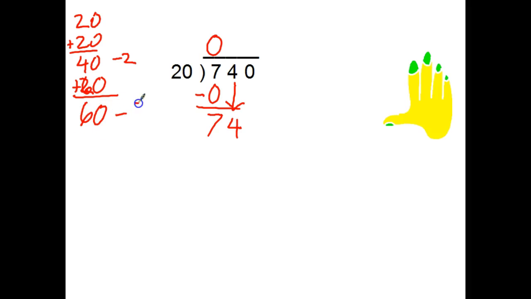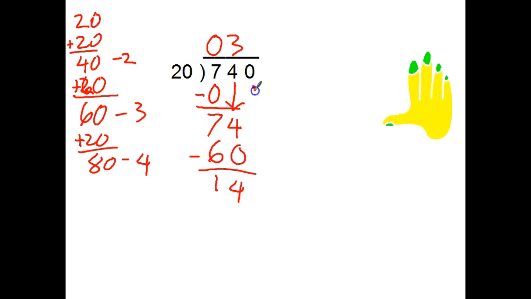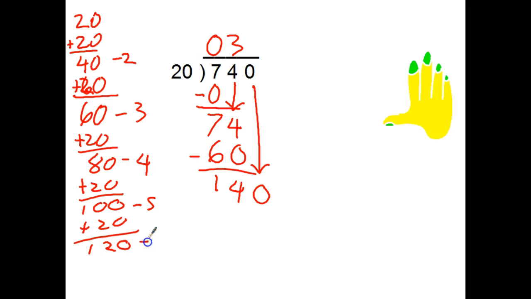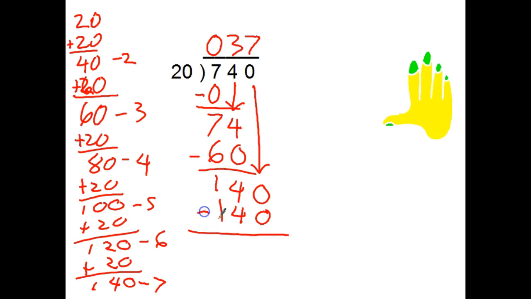I'm thinking ahead already where I'm going. 60 plus 20, that would be 80. That gets me to 4. That's too much. So I'm going back to 60, and that was 3 20s. 3 times 20 equals 60. When I subtract, I got 14, and I bring down my 0. I got to keep adding on some 20s. 80 plus 20 gets me to 100. That's 5 20s. Plus 20 more is 120. That's 6 of them. Plus 20 more, 140. That's 7 of them, and that's as far as I need to go. 7 times 20 is 140. There's no remainder, so 740 divided by 20 equals 37.